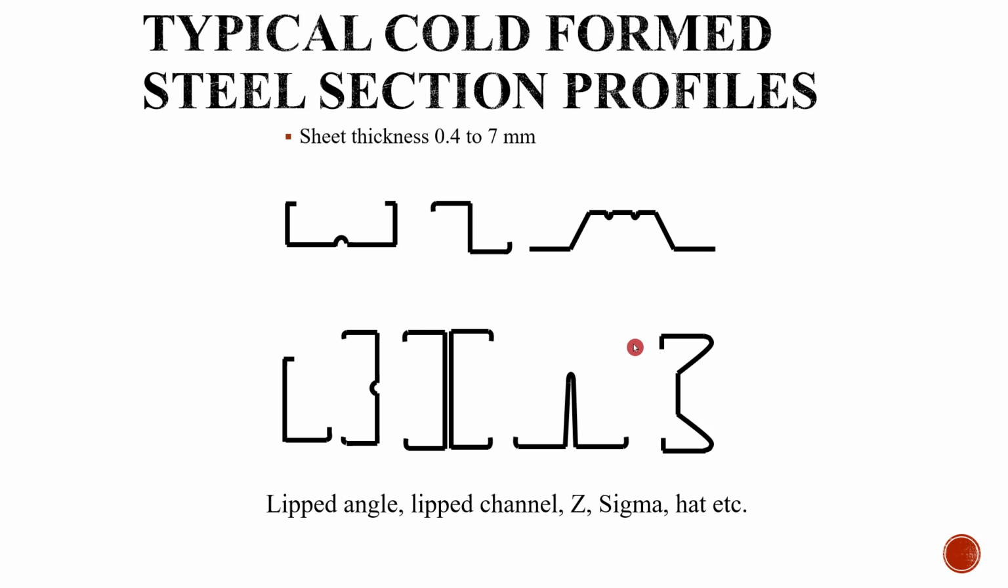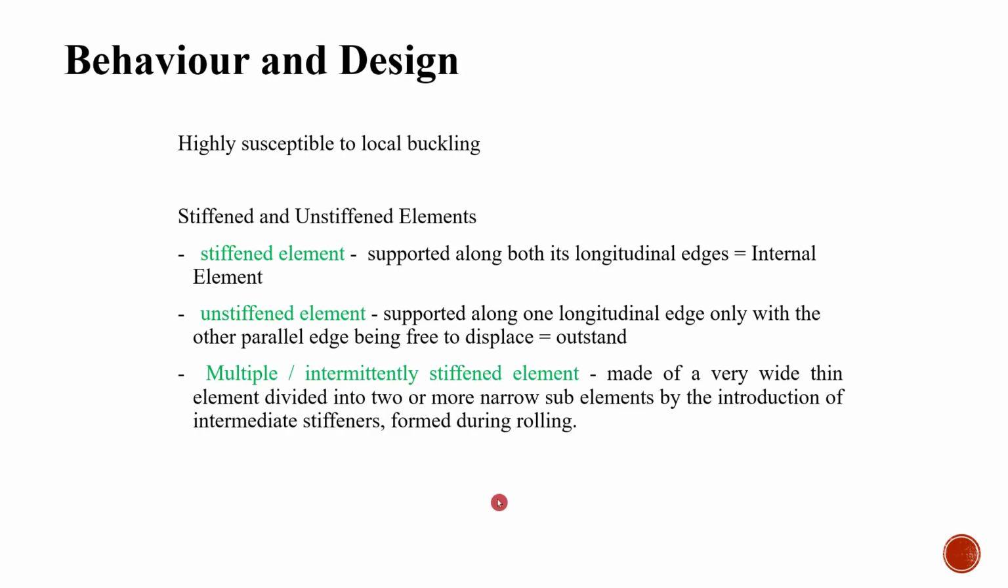There are some typical cold formed steel sections which are possible and used for making the desired structural steel shapes for roofs and other beam purposes. They are the lipped angle, lipped channel, Z, sigma, hat, etc. Coming to the design and behavior of the cold formed steel structures, the main challenge of cold formed steel is that they are very highly susceptible to local buckling.